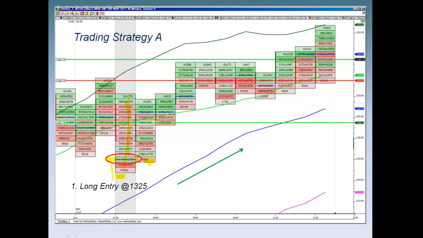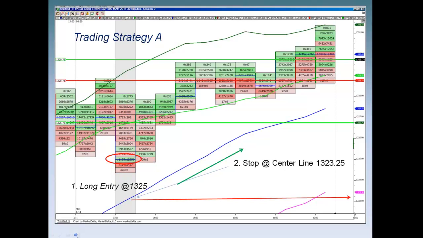For our purposes and our discussion and demonstrating this strategy, we're going to assume that we are going to pick it up right at this price here, and certainly we had another chance when the price came back to test in the next half hour. So let's begin our entry at 13.25. The next key question would be, where would we want our stop?